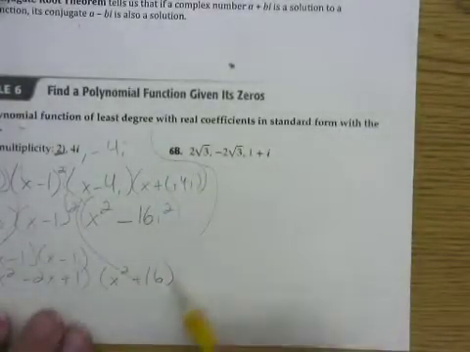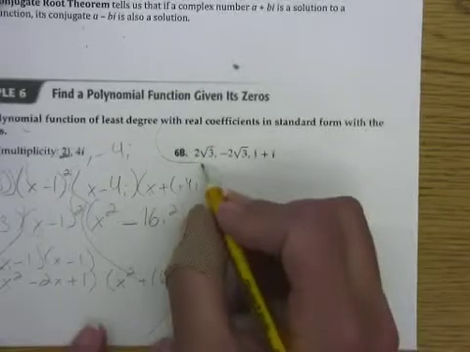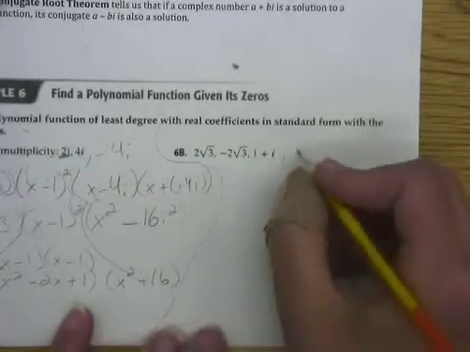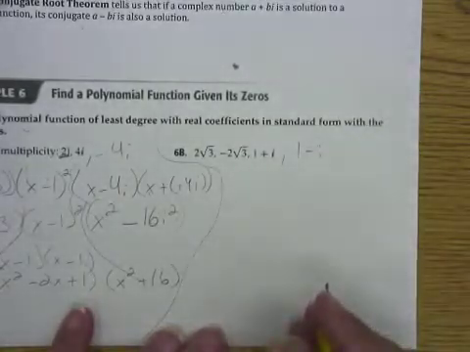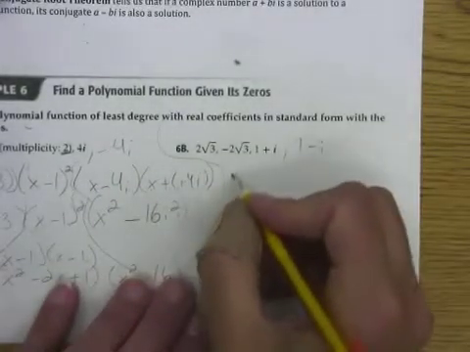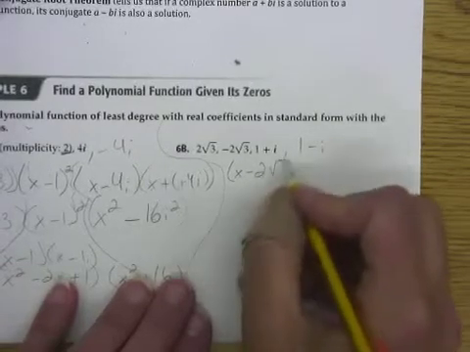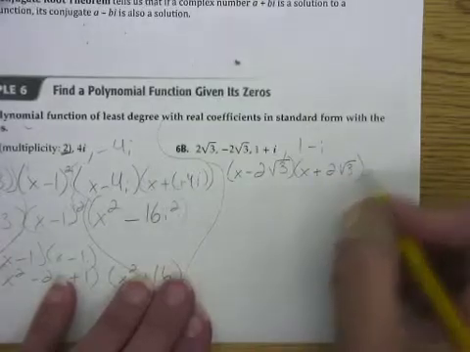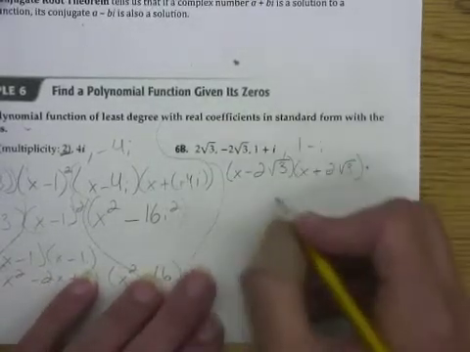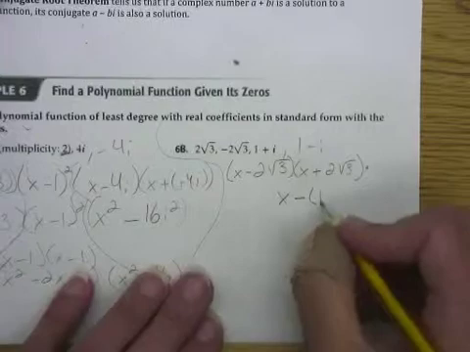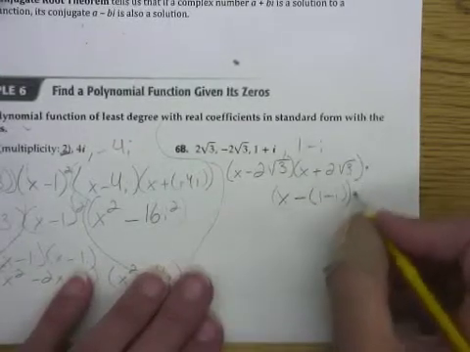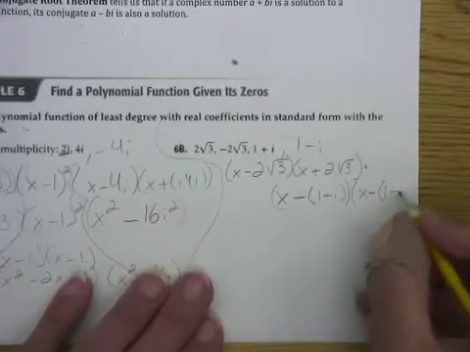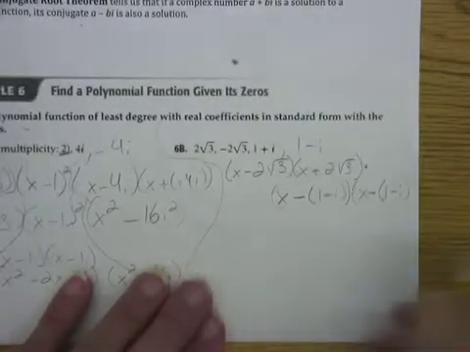Let's look at 6b. So once again, I have this complex number, so I know that its conjugate will also be a 0, so that's 1 minus i. So I know I've got x minus 2 radical 3 times x plus 2 radical 3 times x minus 1 plus i times x minus 1 minus i.